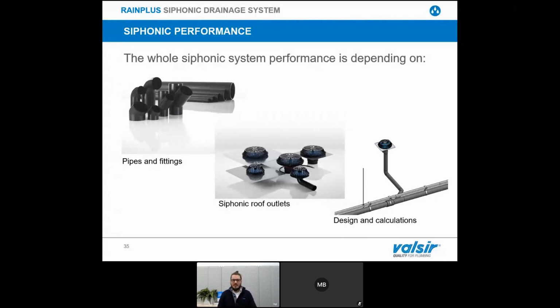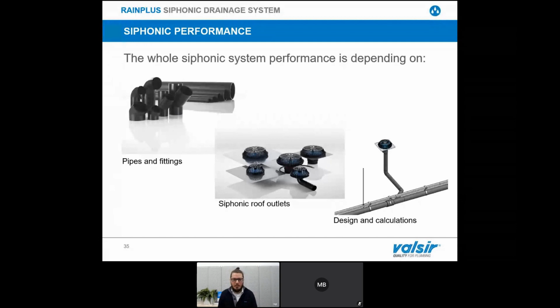The second thing is the Sephonic roof outlet, and we're going to talk about it in a couple of seconds. The third aspect is how you design and calculate the system. Here we have an internal software called Rainplus that we use to design and develop the system. So if you have projects that you think are suitable for a Sephonic system, you can get in touch with us and we can realize the project for you.